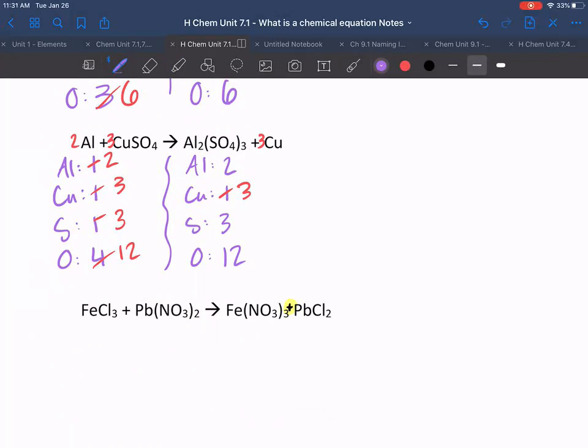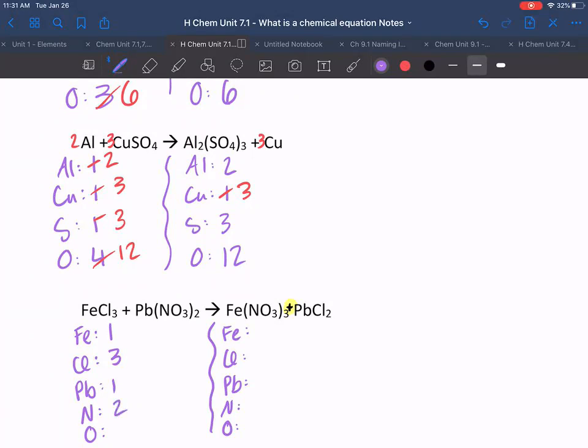So working with iron chloride and lead nitrate, we are going to split this in half. List our iron, chlorine, lead, nitrogen, oxygen. So we have 5 species to keep track of this time. On the left side, we have 1 iron, 3 chlorines, 1 lead, 2 nitrogens, and 6 oxygens. And on the right side, we have 1 iron, 2 chlorines, 1 lead, 3 nitrogens, and 9 oxygens.